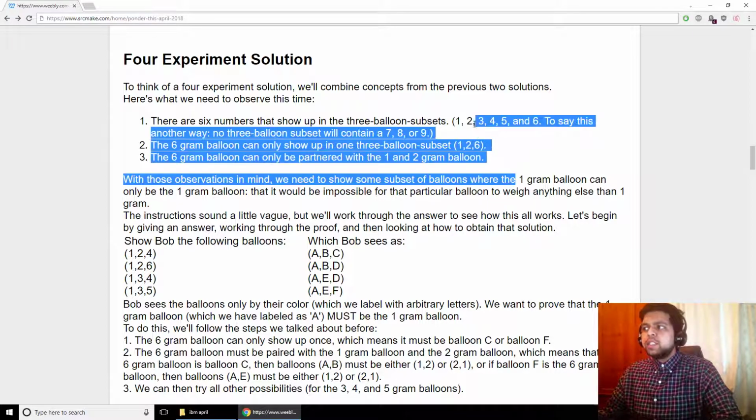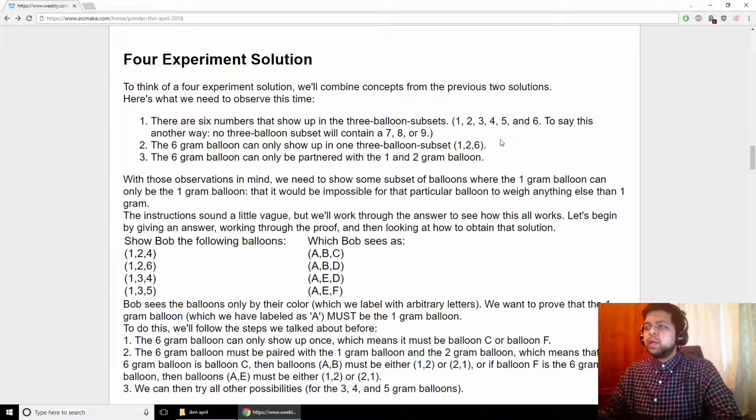So with these in mind, what we want to do is come up with some set of experiments, and we want to prove that the 1 gram balloon can only be the 1 gram balloon, that no other balloon could be the 1 gram balloon, which is a bit of a trick. So let's say we do show Bob 1, 2, 6, and he recognizes 1, 2, 6. Well, what we need to do is prove that the balloon color, which is 1, can only be 1 and it can't be 2.